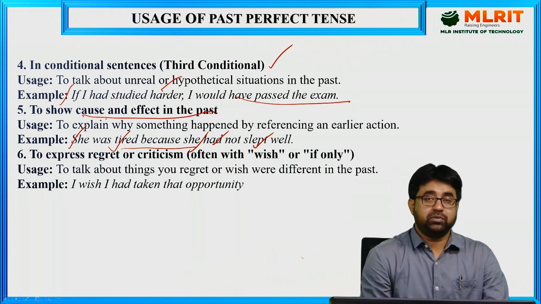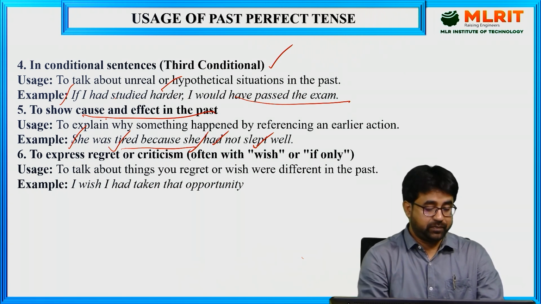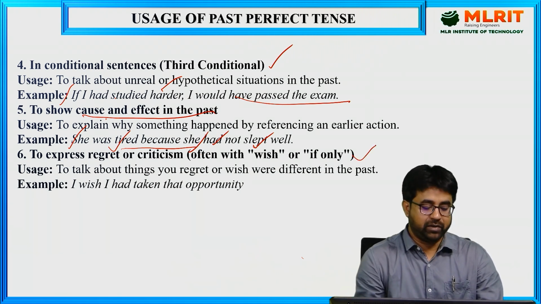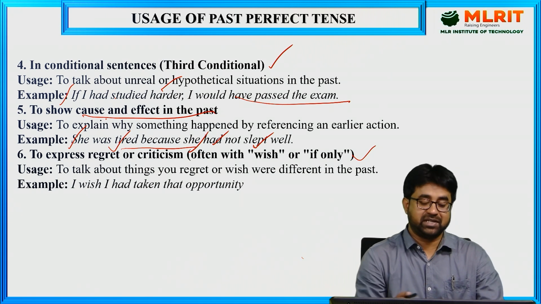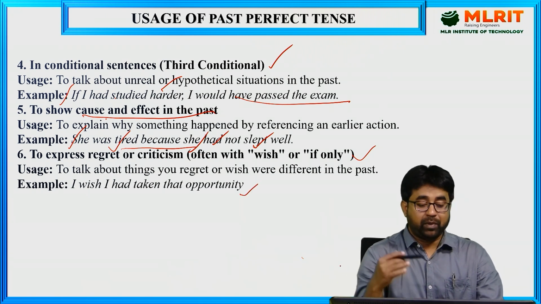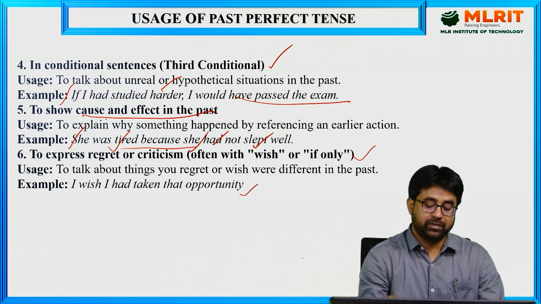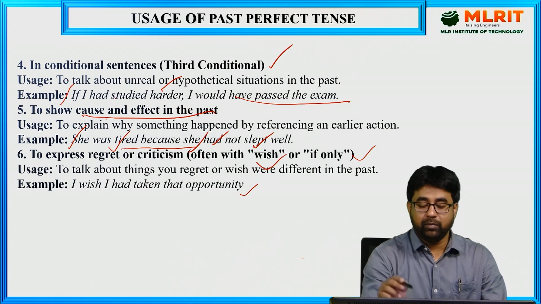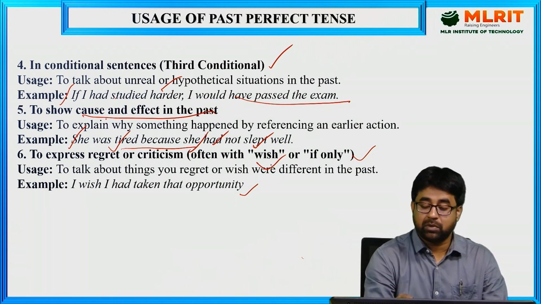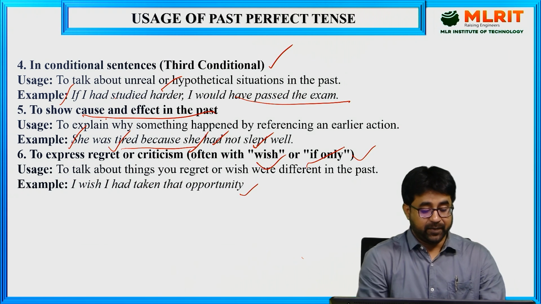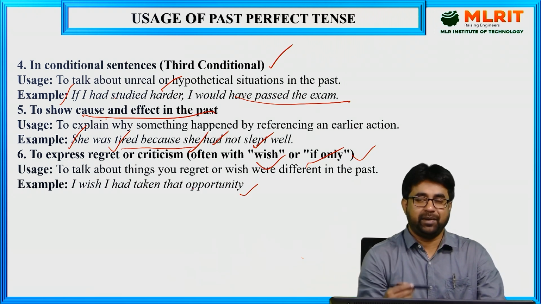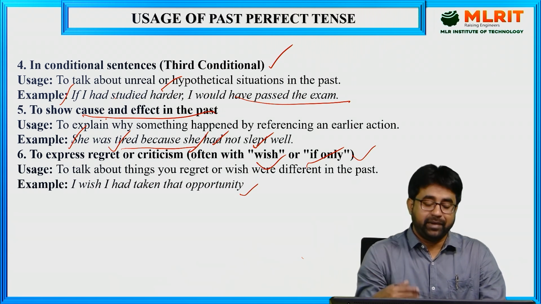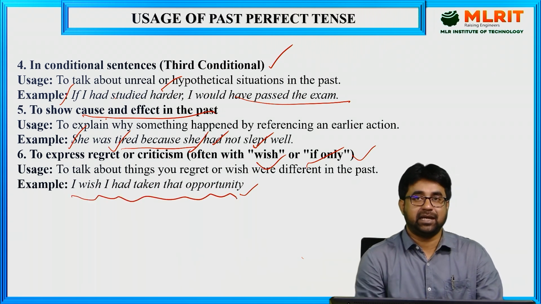Now, the sixth usage of past perfect tense: to express regret or criticism. Very important. We do it very commonly, right? Frequently. So better we know the structure and usage clearly. So if we want to express our regret or criticism about something, then also we have to use past perfect tense. Most of the time we will be constructing the sentence with words like wish, if only. See here: I wish I had taken that opportunity. So I'm regretting here. I could have taken the opportunity, but I didn't take it. So I am now feeling regret. That's why see the tense here. Which tense am I using? Past perfect tense.